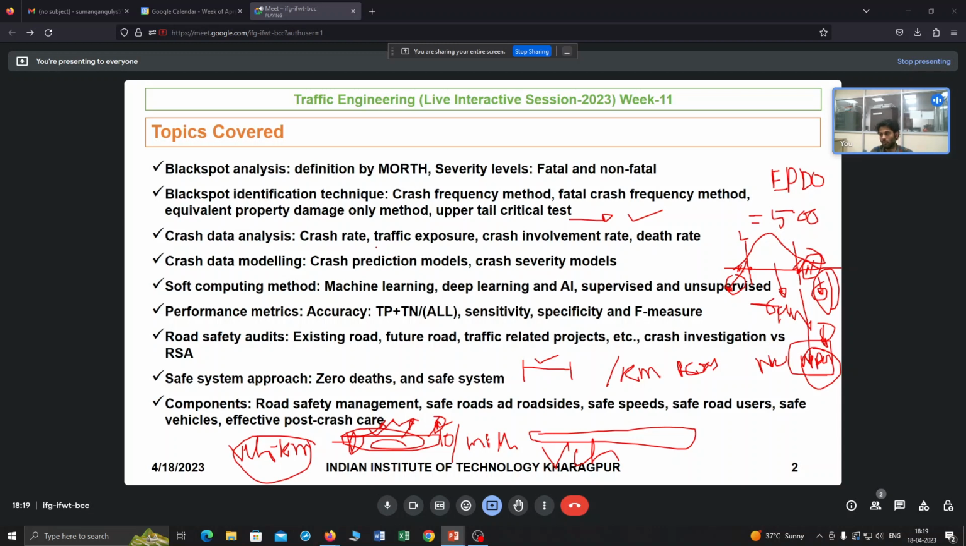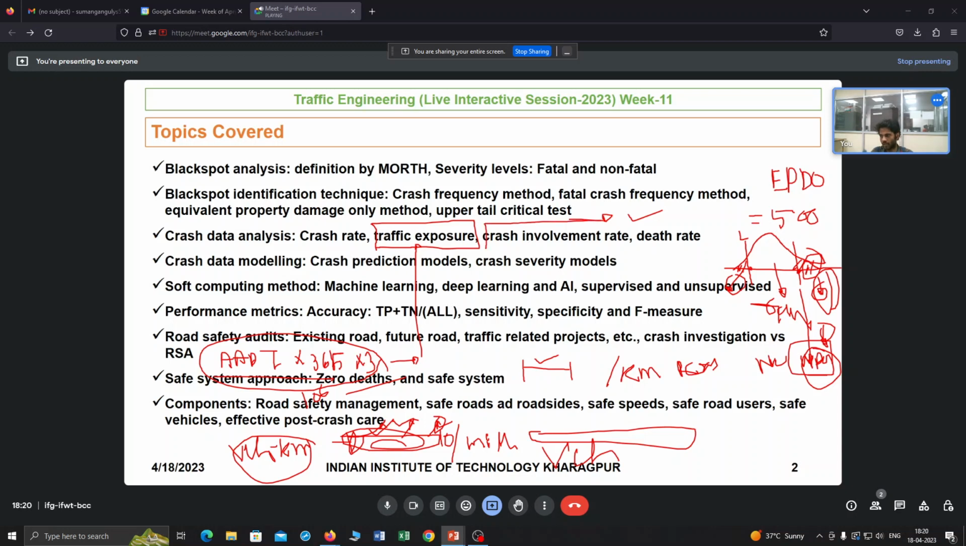Now what is traffic exposure? Here traffic exposure means the number of vehicles, right? ADT is generally the annual average daily traffic, so you have to multiply it by 365 to get the yearly value, and if we are calculating for 3 years, you multiply by 3. That is equivalent to the traffic exposure, and if it is per million, then divide by 10 to the power 6, right? So that is the traffic exposure.